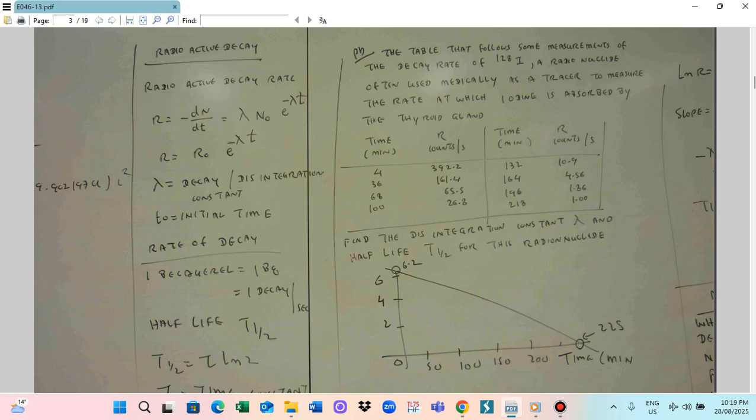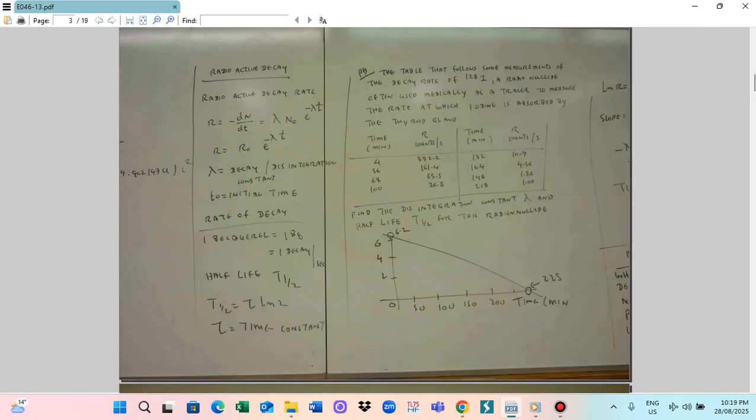Another topic is radioactive decay. Radioactive decay is when the nuclear activity happens, so the nuclear activity is neutralized. This is the time required for the nuclear activity to disappear. This is nuclear radioactive decay. So the radioactive decay rate can also be calculated. This is R.